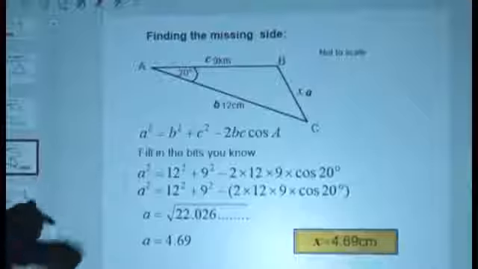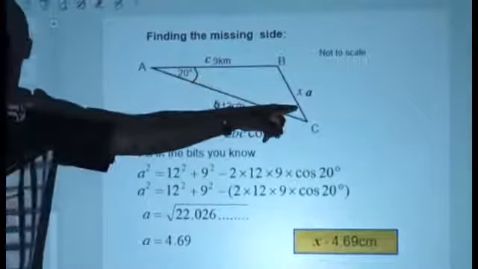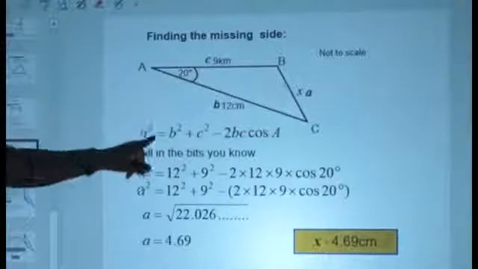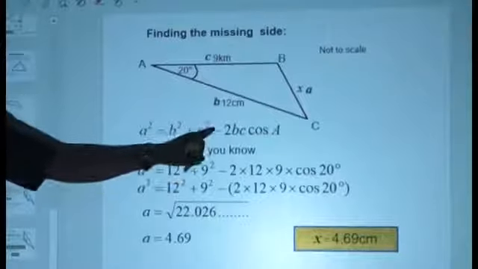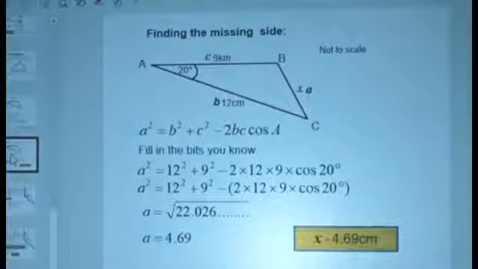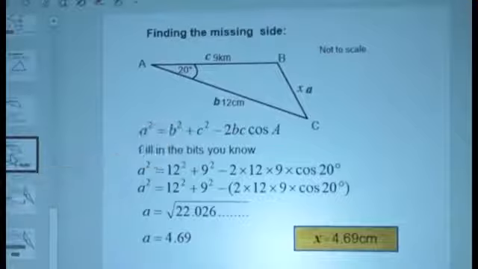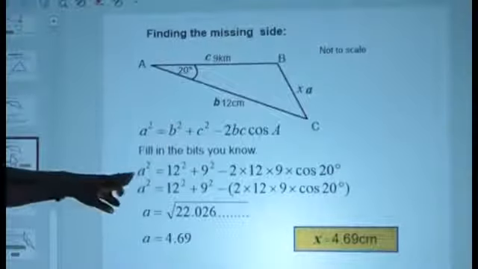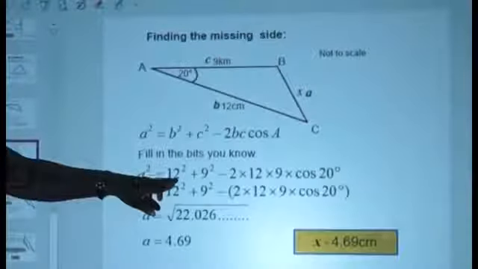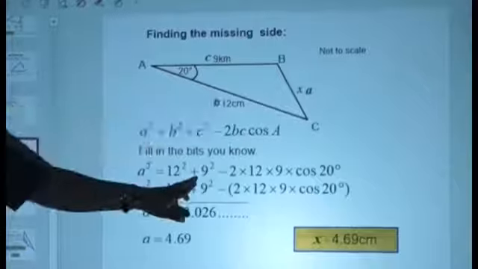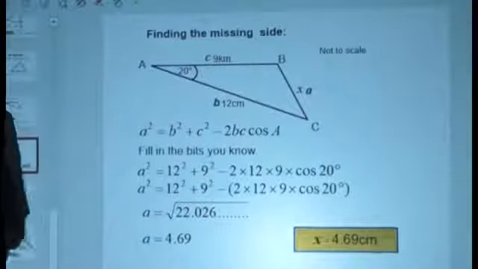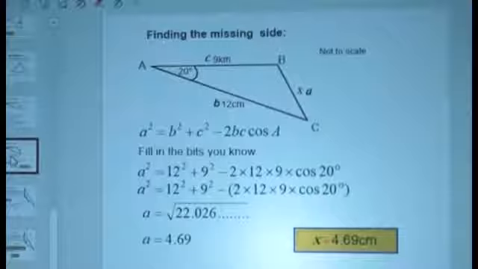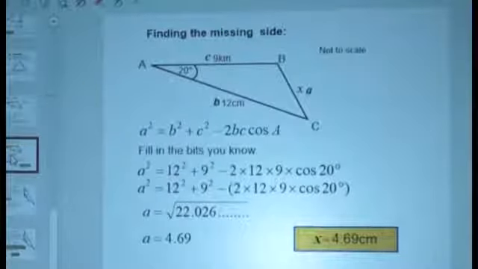Then we have A, which is the side we are looking for. a squared equals b squared plus c squared minus 2bc cos A. Then fill in the bit you know. Then a squared equals 12 squared plus 9 squared minus 2 times 12 times 9 cos 20 degrees, which is given.